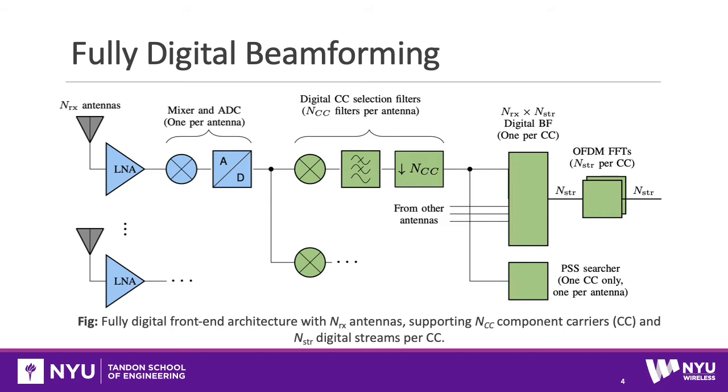The output of the NRX ADCs for each component carrier is fed to an NRX-input, NSTR-output linear digital beamformer. The digital beamformer eliminates the need to run one FFT for each antenna, and instead we run one per stream. As a result, each one of the streams is then fed to an FFT engine for the OFDM processing. Also, the PSS searcher is run on one component carrier only per antenna.